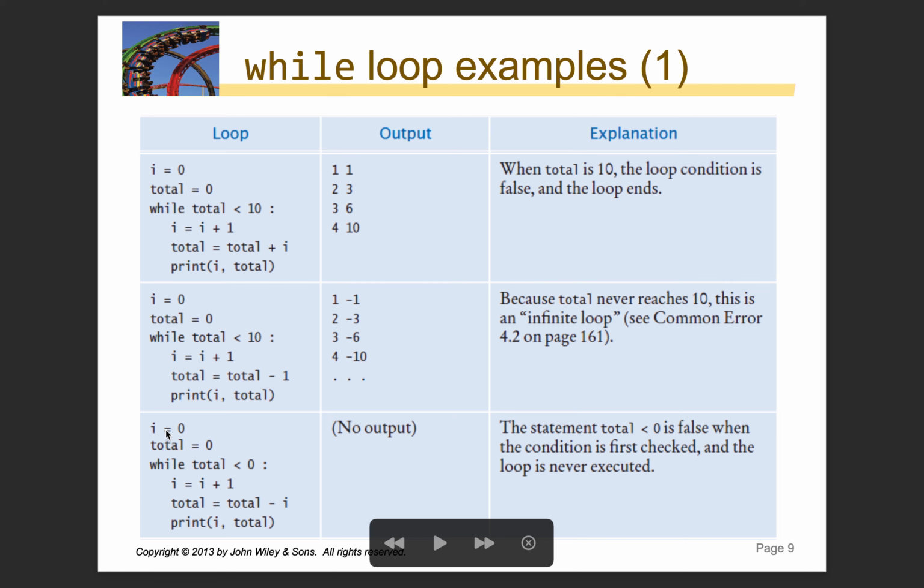Okay, if we run it through, I equals 0, total equals 0, while total is strictly less than 0. Well, 0, the current value of total, is not strictly less than 0. So this while loop never runs, so we never hit this print statement, so we don't output anything. The statement total less than 0 is false initially, the first time it's checked, so the loop is never going to be executed. So we get no output from this row.